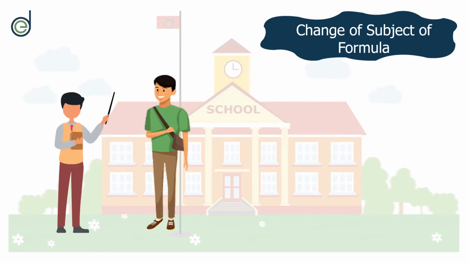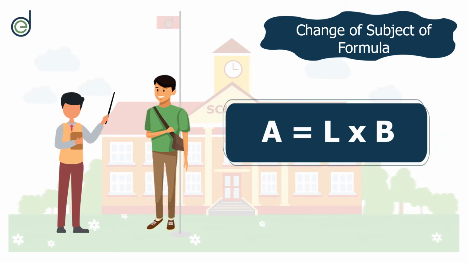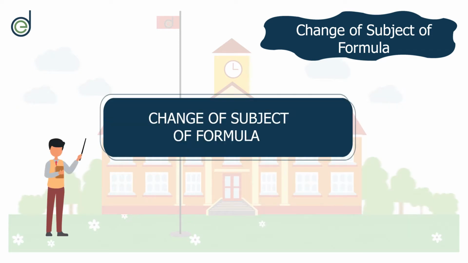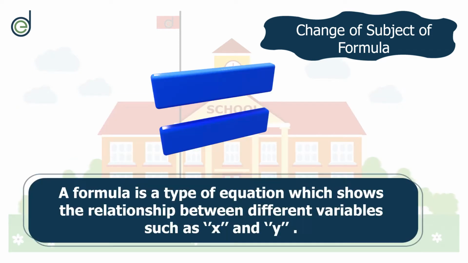He then goes to Mr. Charles, his teacher. Mr. Charles explains to him that since area is equal to the multiplication of length and breadth, then the length will be equal to the division of area by the breadth. What Mr. Charles did is called change of subject of formula.